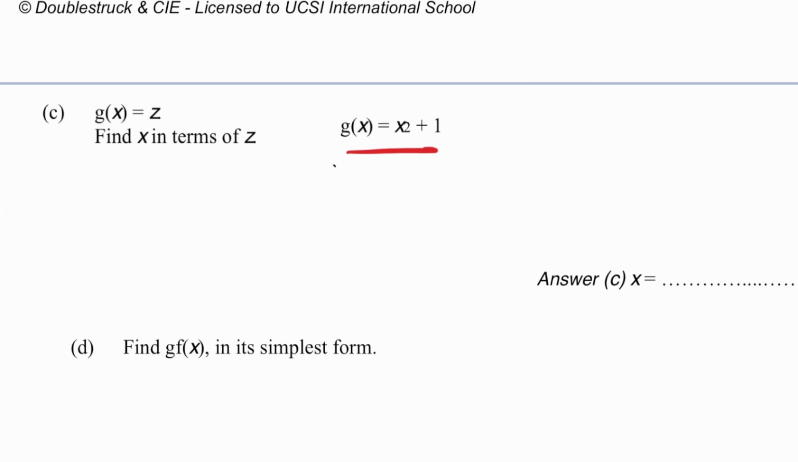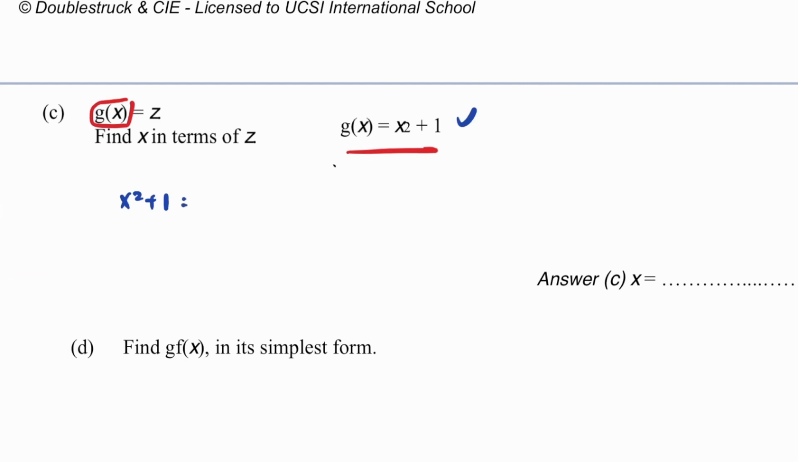g of x is equal to z. Find x in terms of z. This is technically not difficult, it's just that the way they ask is different. What you need to do is to replace this g of x with x squared plus 1, as you already know that the function g of x is x squared plus 1.